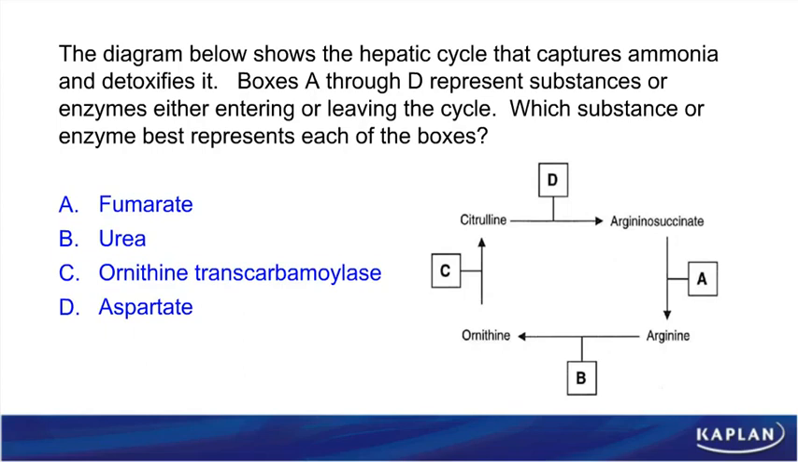Option D is aspartic acid. Aspartic acid condenses with citrulline to form the product arginosuccinate.